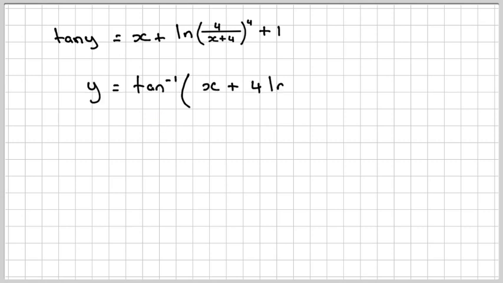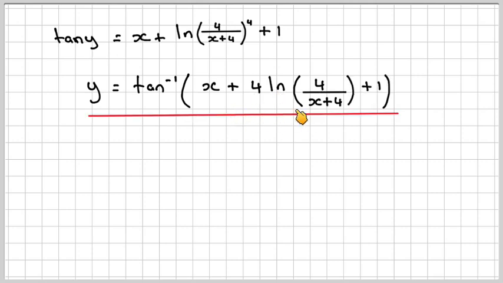Okay, so writing that out again. I'm going to bring the 4 back down because it might make it a bit neater, and then to make y the subject, we'll do tan to the minus 1 of all of this. So we'll do the 4 down in front: 4 ln of 4 over x + 4.